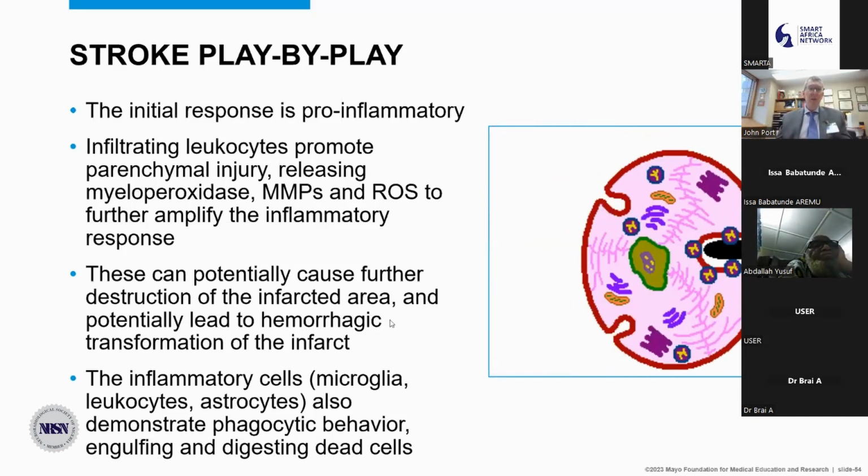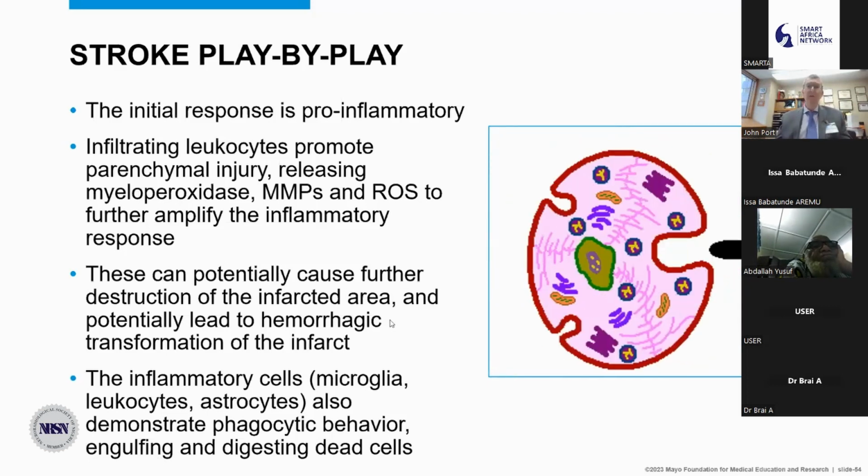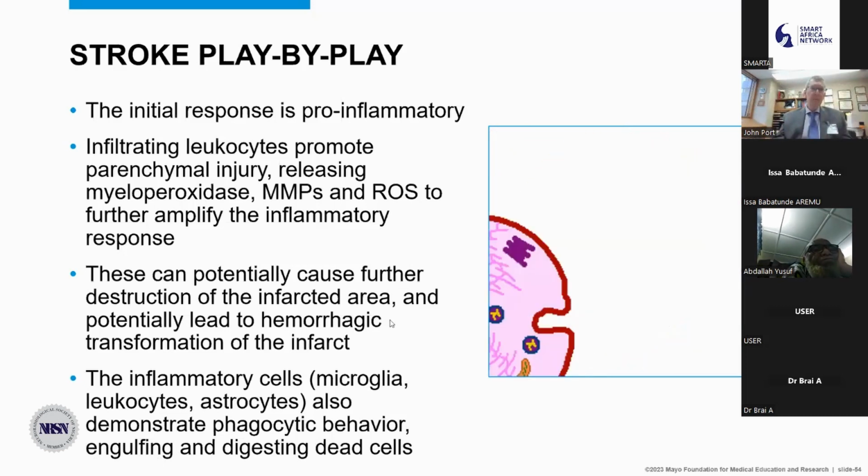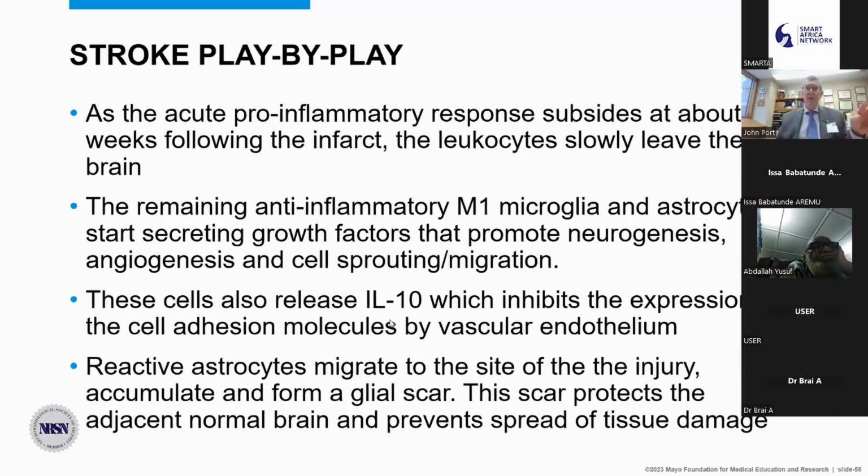The microglia also demonstrate some phagocytic activity. They engulf and digest dead cells and so forth. So the whole idea is to get in there and start cleaning up. So as the pro-inflammatory response subsides, about 2 to 3 weeks following the infarct, the leukocytes slowly leave. The remaining anti-inflammatory M1 glia start secreting more cytokines and growth factors that promote neurogenesis and healing of the neurons, angiogenesis, getting new blood supply in, and you can get some new cells coming in. They also release interleukin-10, a cytokine which shuts down the expression of those cell adhesion molecules.